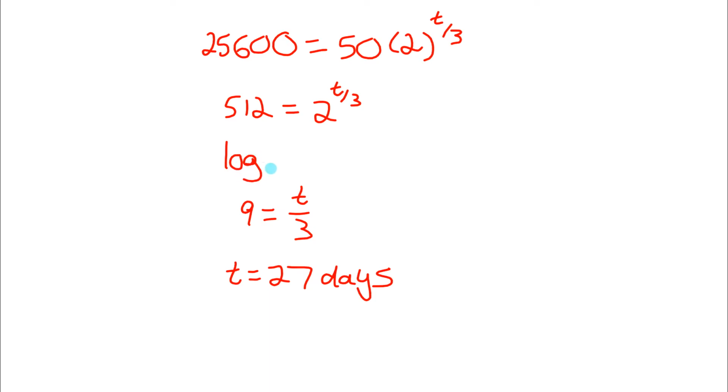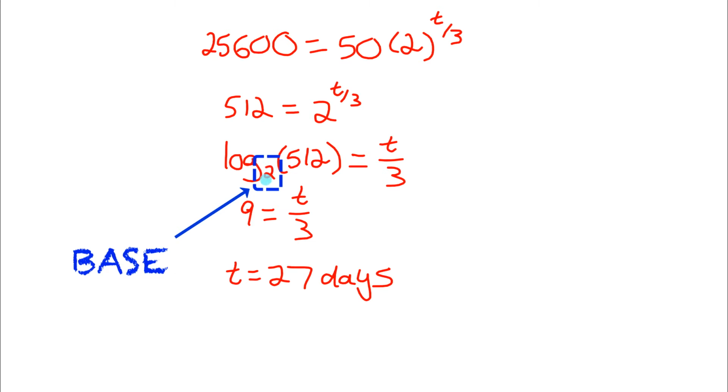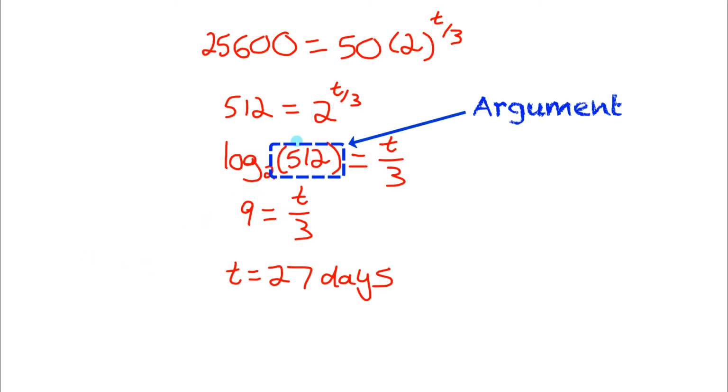I can evaluate log, and we say base 2 of 512. And what that does, that tells me the exponent that goes on 2 to get 512. And I know I want that exponent to be equal to t over 3. So that's how I would transition from an exponential equation to a logarithmic equation. In this logarithmic expression on the left side of the equation, this 2 is what we call the base of the logarithm, and this 512 is what we call the argument.